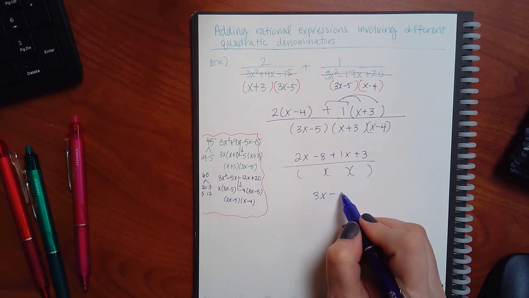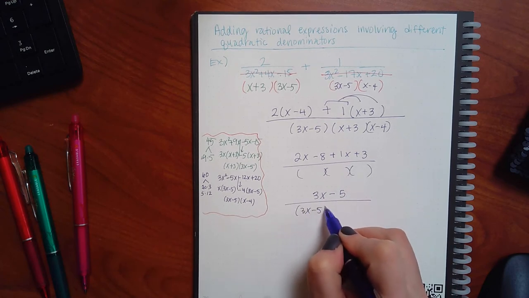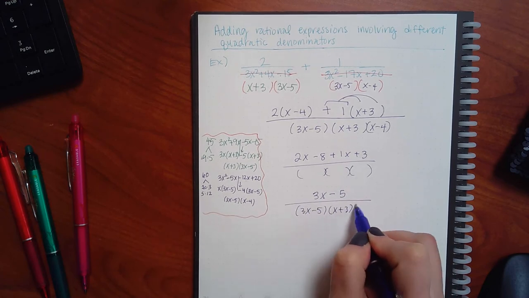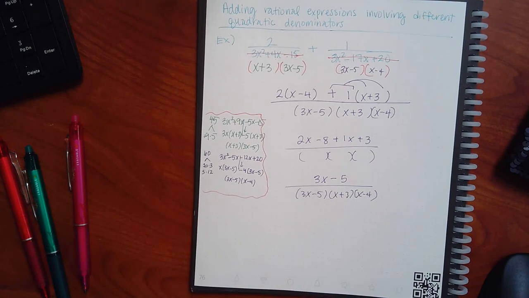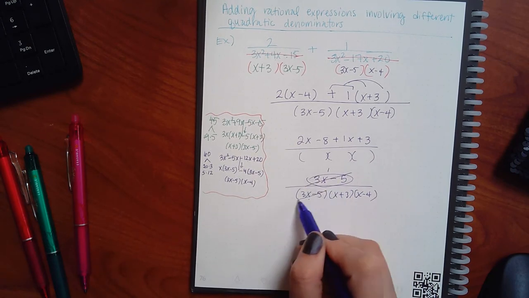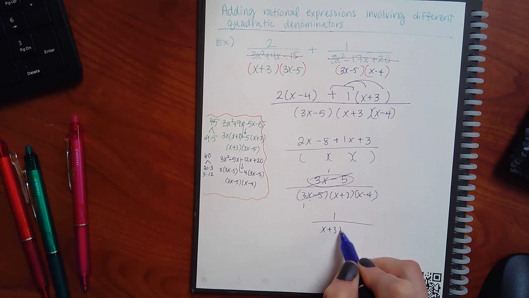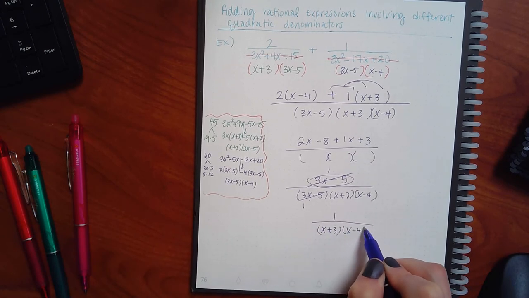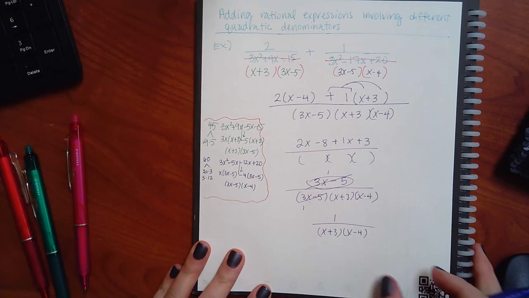3x minus 5. And then can that be reduced? No, you can't take that down. Are you sure? I mean, I guess, yeah, you can take that. Doesn't this whole thing match? So that reduces. Correct. So you end up with just these two guys. Makes sense. So it looks different, but it's really the same thing.